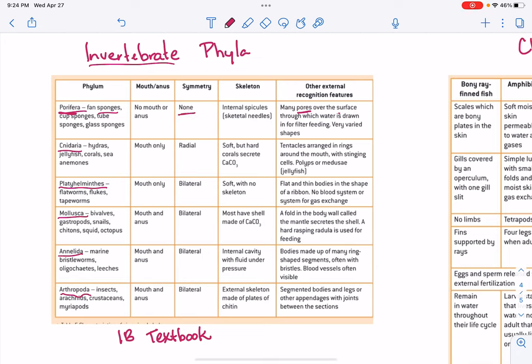The other thing that you need to make sure you understand is there's no symmetry. They do not have symmetry.